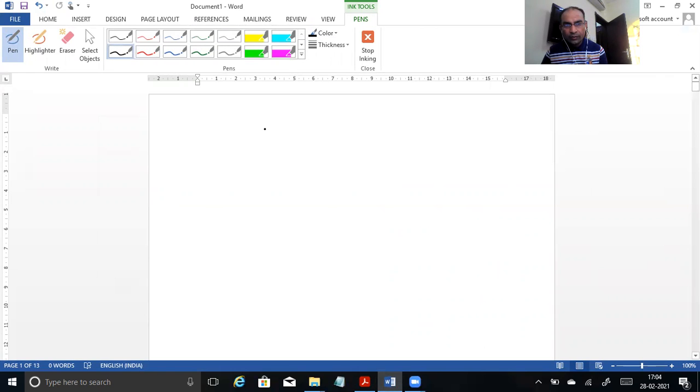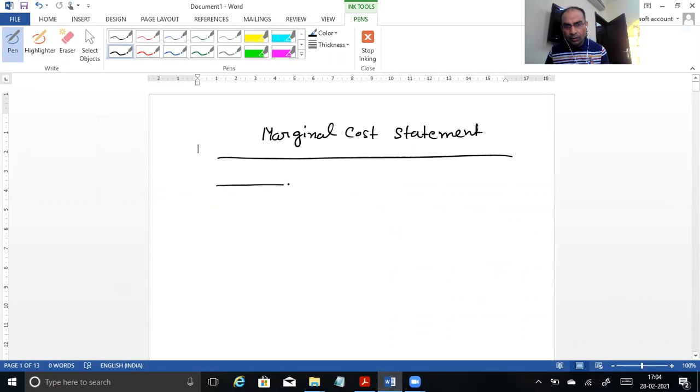So what we call it marginal cost statement, right? So this format, everybody just keep in your mind, because this format will be used again and again whenever we are studying marginal costing. So this is particulars, amount.